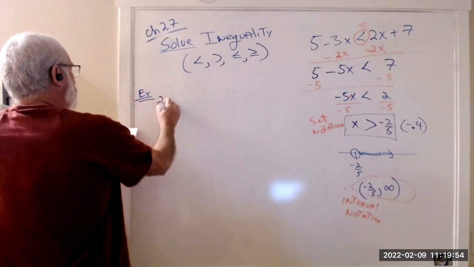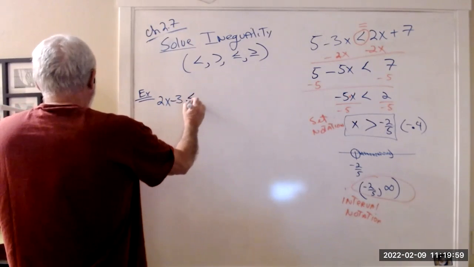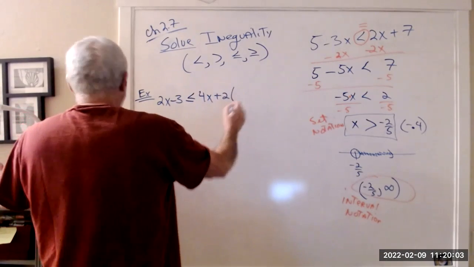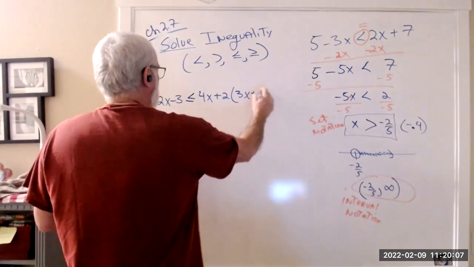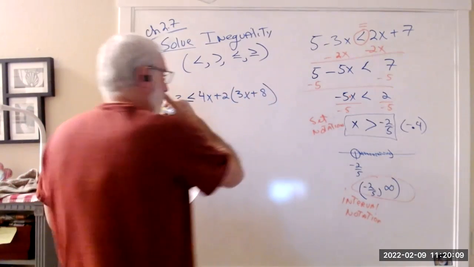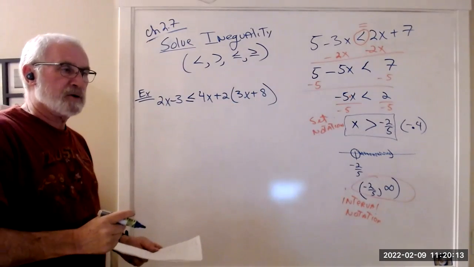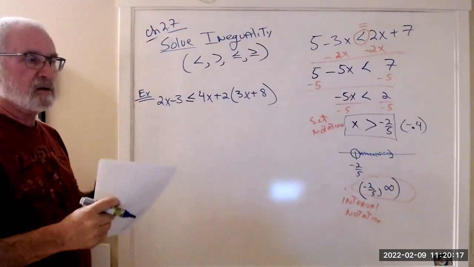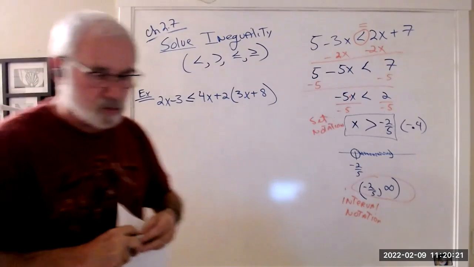Let's go with 2x minus 3 is less than or equal to 4x plus 2(3x plus 8). Okay, remember the rules: distribute to get rid of any parentheses, simplify each side separately, and then we're going to get x on the left. So I'll give you a few minutes to work on this problem.